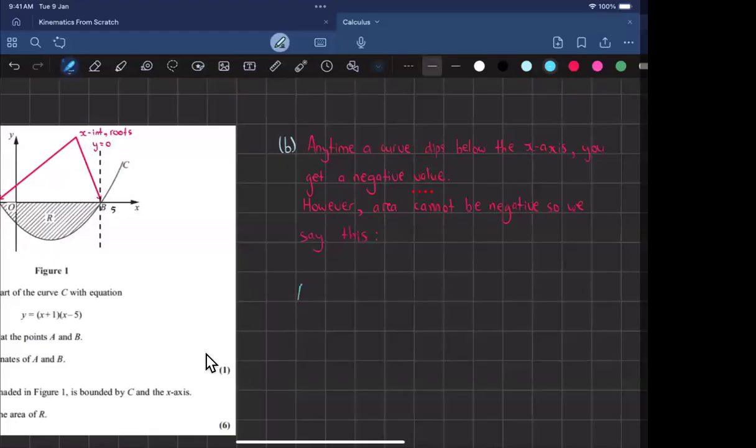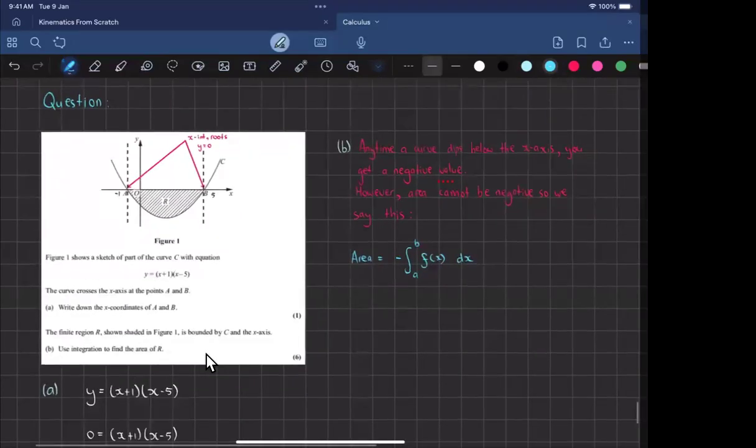So when you find any area, you're going to find the area like normal, you're going to have the integral from a to b of f of x, dx. But one change you're going to make is you're going to put a negative sign on the outside. So when you work it out, you're going to get a negative answer, and the negative by the negative will give you a positive answer. So that's the only difference, right?